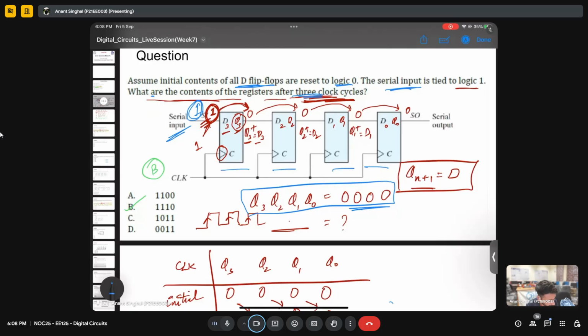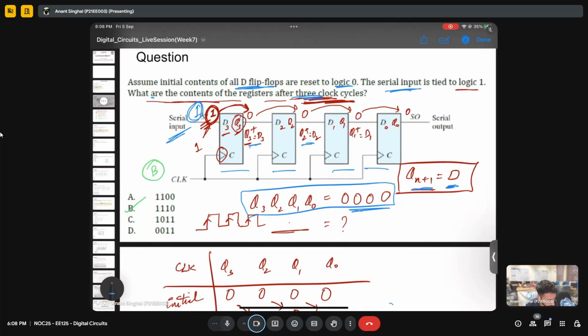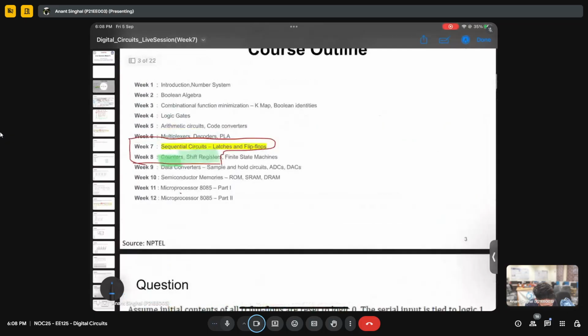As I said, the next state of the D flip-flop is the input itself, that is D. In this case, Q3 plus will be D3, Q2 plus will be D2, and Q1 plus will be D1. So basically, whatever the previous state is gets shifted to the right. So this is also called a right shift register. I forgot to mention this before. This is the topic of shift registers.